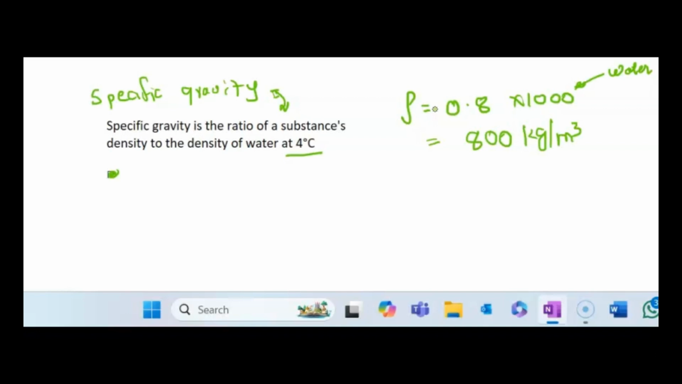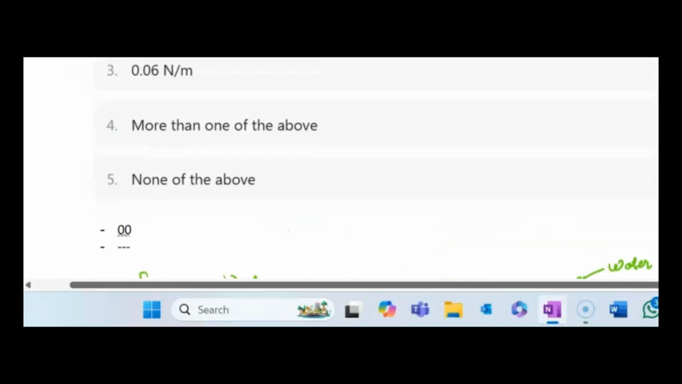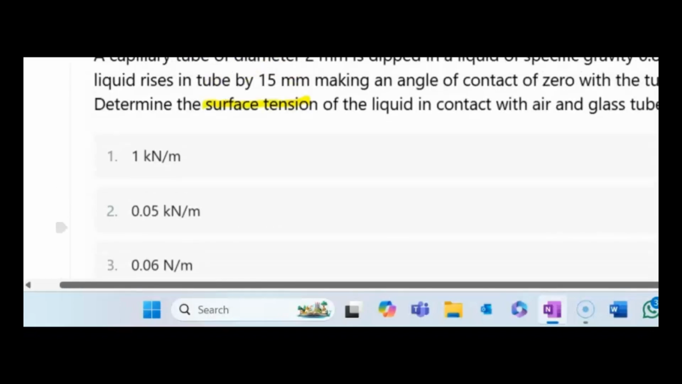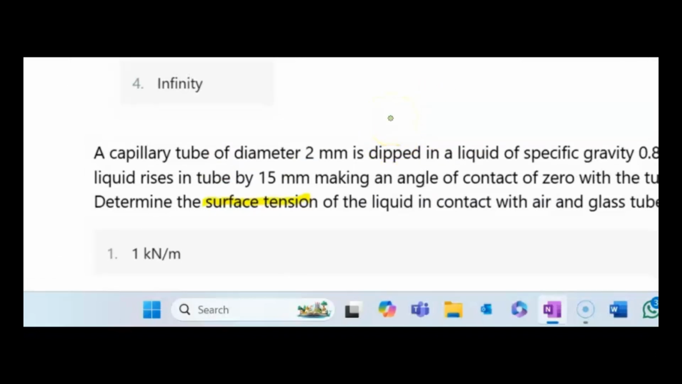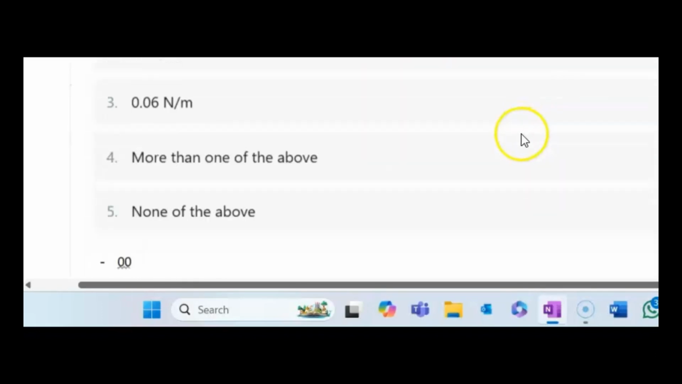Now let's go for the capillary tube height formula. What is the formula for height? It is h equal to 4T cos theta, since there is the angle with the meniscus, upon rho into g into d. Now what is d here? If you observe the question, d is the diameter. This will be your diameter d, 2 mm. This is the tube diameter d that we are considering according to the given question.